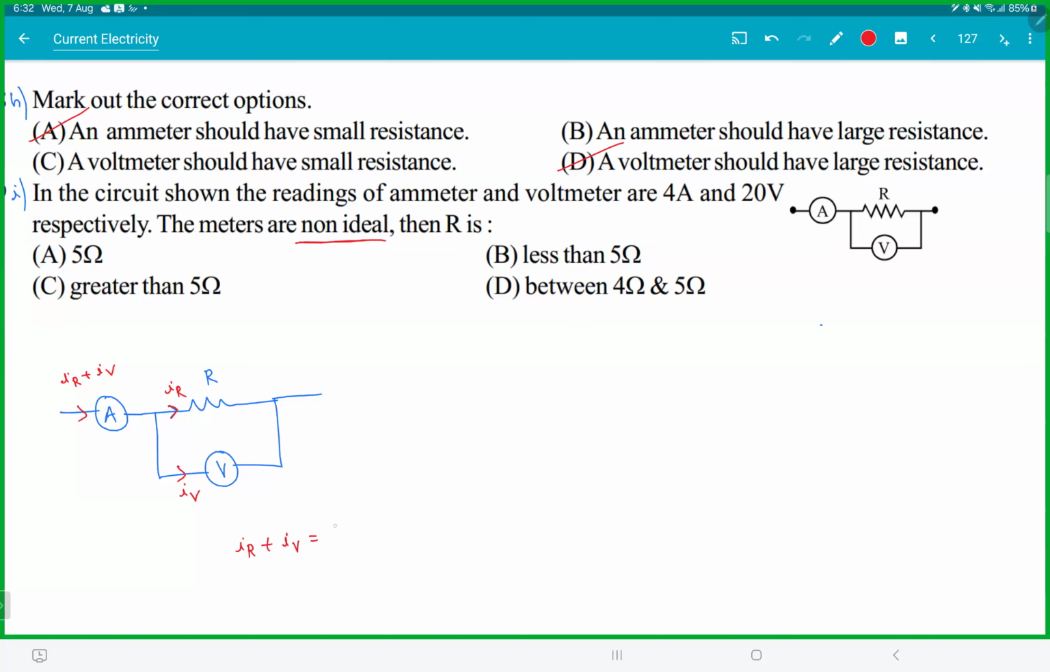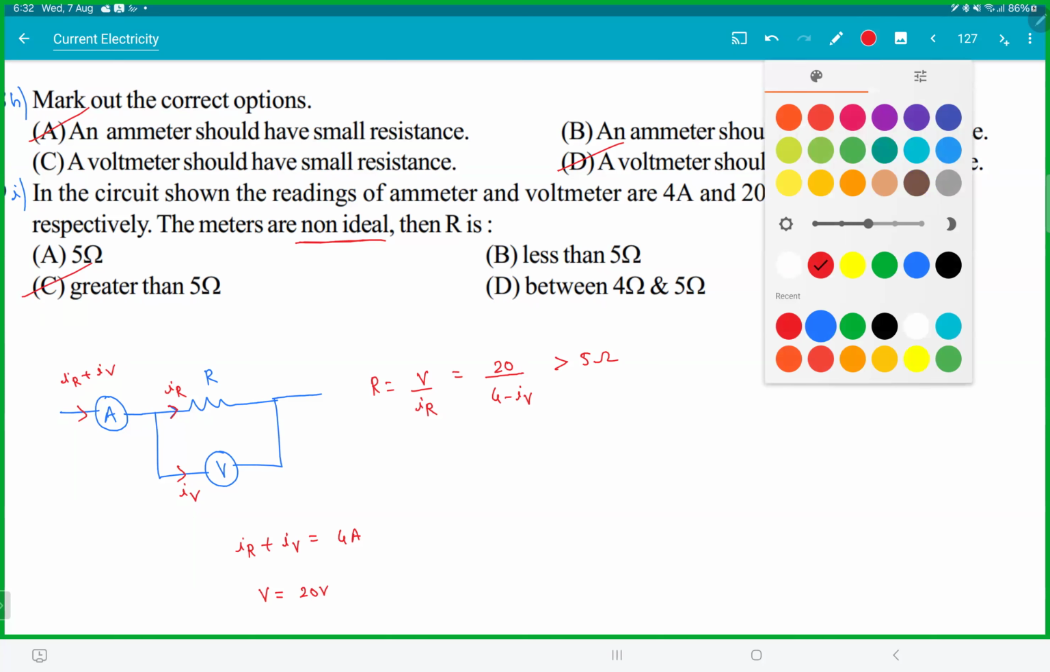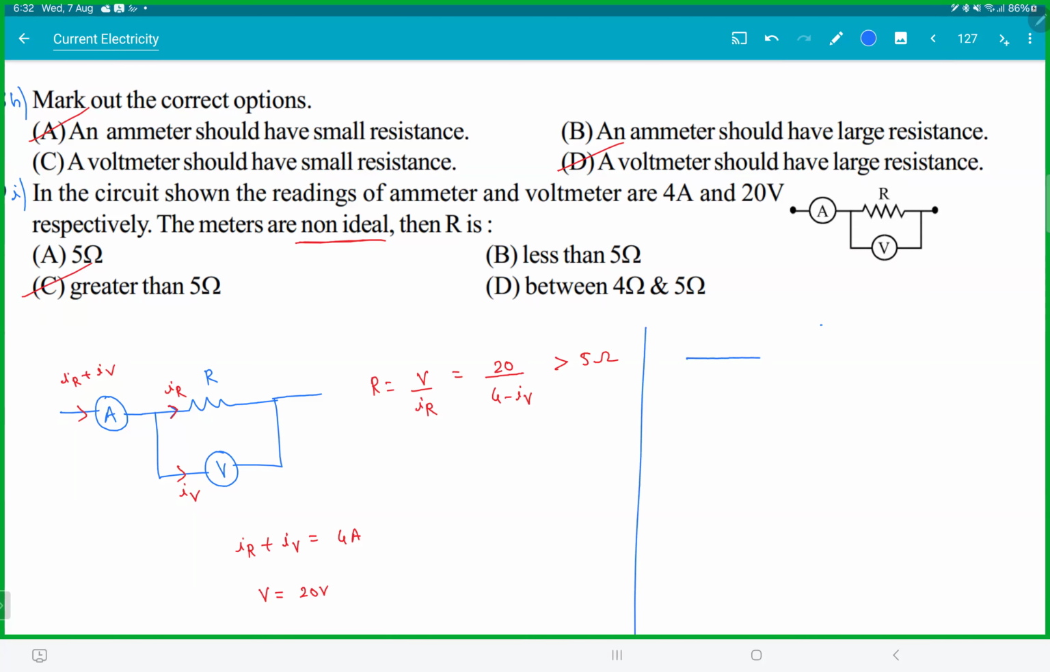So you're measuring IR plus IV, which is 4 amperes. The voltage is right because you're across parallel, this is 20 volts. So resistance R will be V by IR, which is 20 by 4 minus IV. So this value is greater than 5 ohms. Is that making sense? Because the voltmeter is not ideal, it takes some current. So the ammeter is not measuring the current in the resistor, it is actually measuring more than the current in the resistor. So the current in the resistor is actually less than 4 amperes, so the resistance is actually greater than 5. Same thing, I could have manipulated the question the other way around.